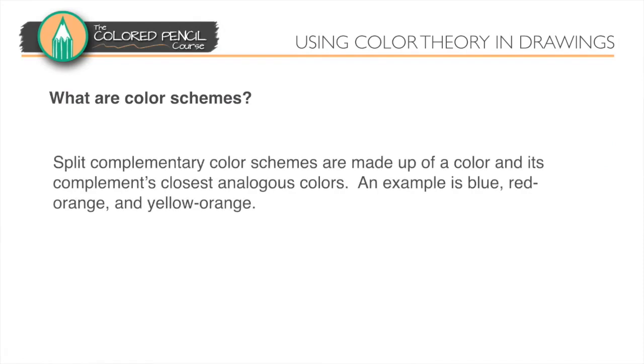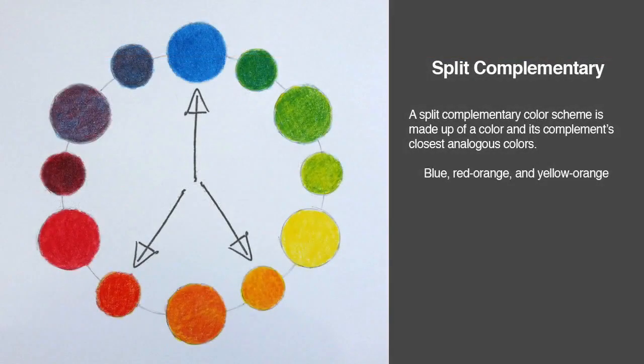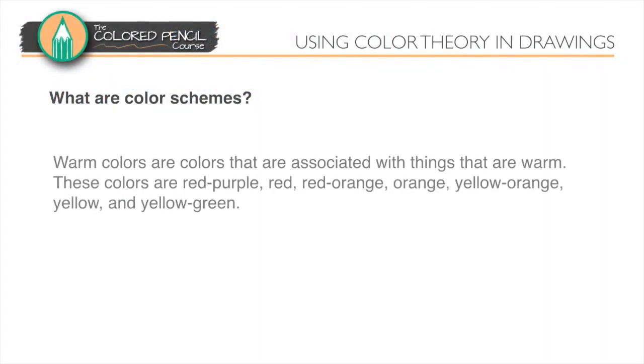Split complementary color schemes are made up of a color and its complement's closest analogous colors. An example is blue, red-orange, and yellow-orange. Blue is directly across from orange, meaning that orange is the complement of blue. If we look at the 2 colors that are closest to orange, yellow-orange and red-orange, we can find the split complementary color scheme: blue, red-orange, and yellow-orange.